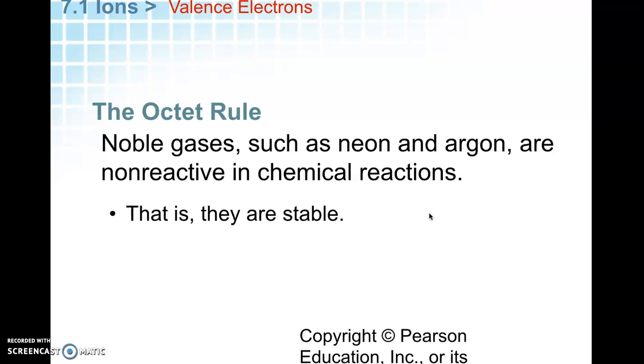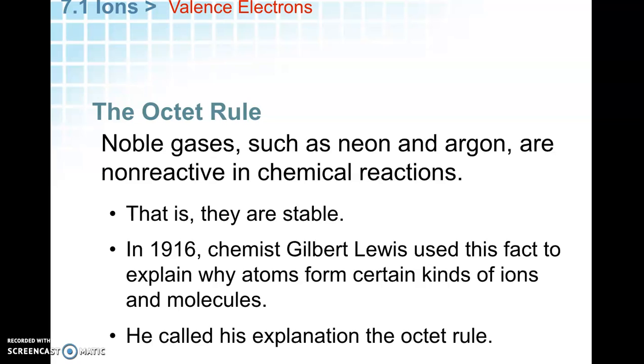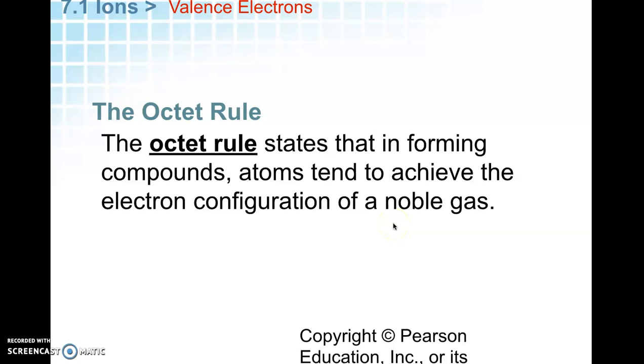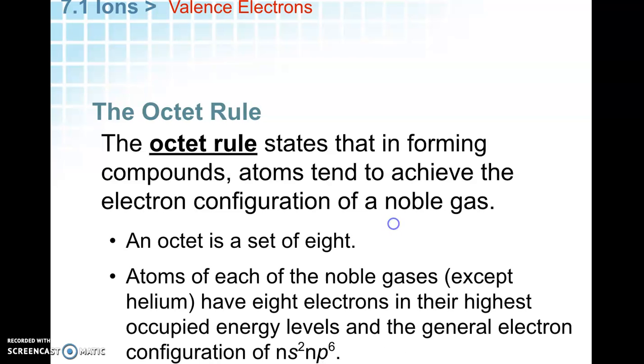There's something called the Octet Rule, and the noble gases, neon, argon, and down, are non-reactive because they are stable. This was figured out by Gilbert Lewis, who was a chemist, and he gave this rule the name Octet Rule, to explain why certain elements do not react. What it means is that in forming compounds, atoms tend to achieve the electron configuration of a noble gas. So atoms want to be like a noble gas so that they can bond. An octet is a set of 8, octagon, octopus, etc. Oct means 8. Atoms of each of the noble gases have 8 electrons in their highest occupied energy level.